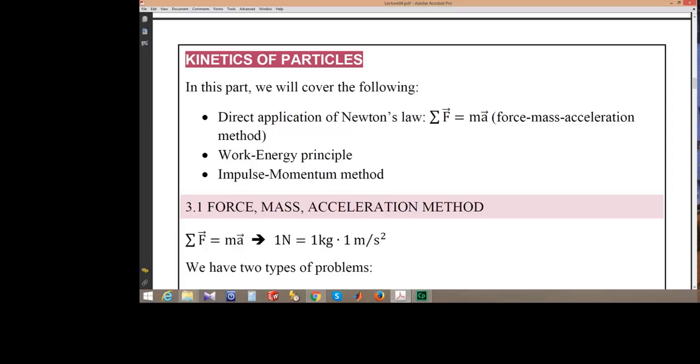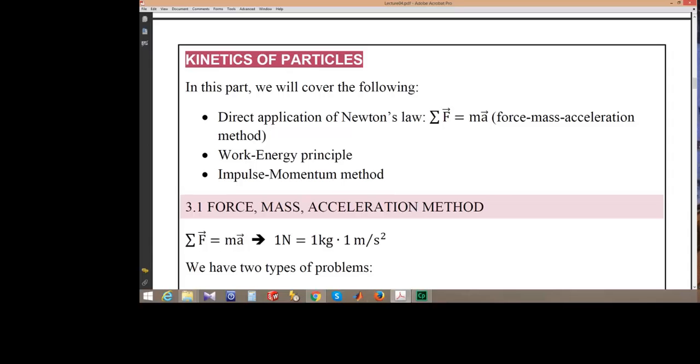Hello, this is the recording for lecture number 4. This is the point where we start kinetics of particles. Kinetics of particles considers the force-motion relationship. Up to now, what we have seen in kinematics is motion-to-motion relationships. Basically, we're going to make use of Newton's law, F equals ma.